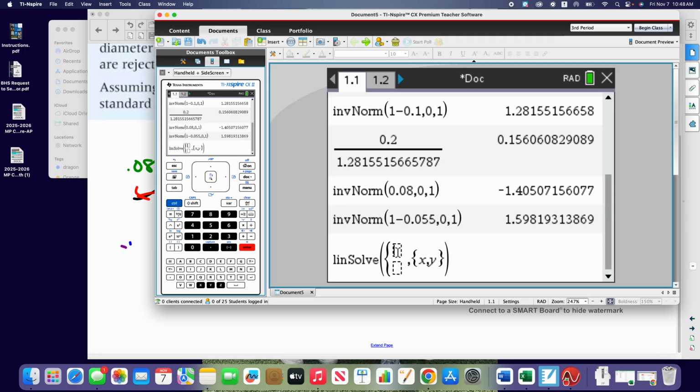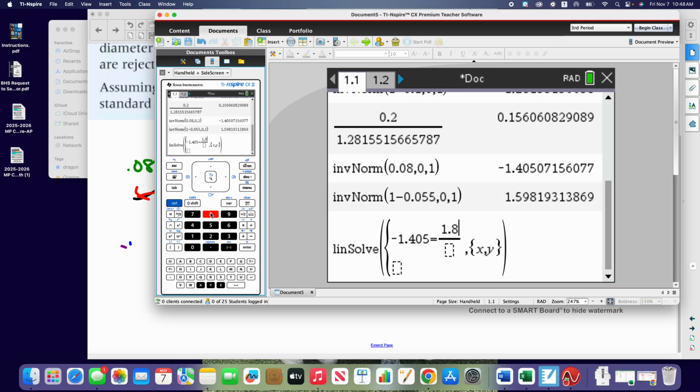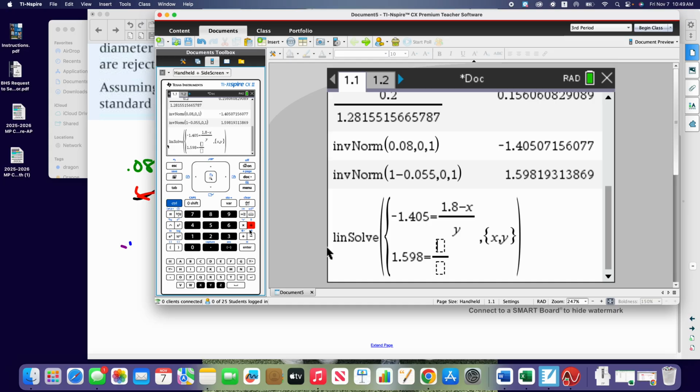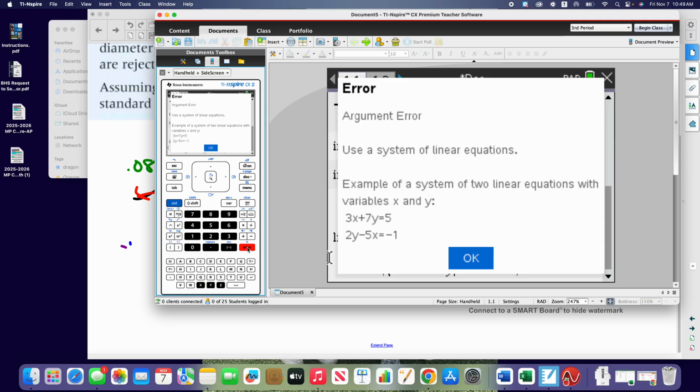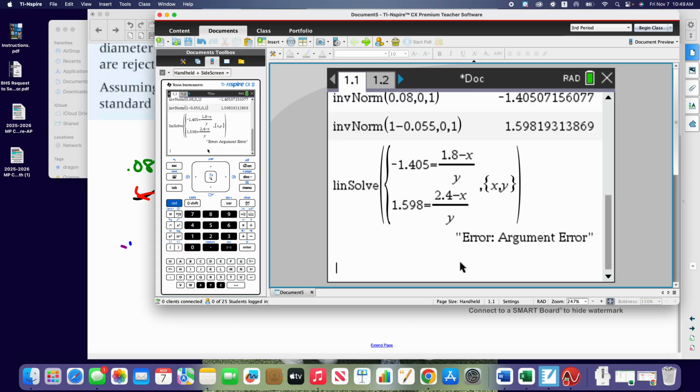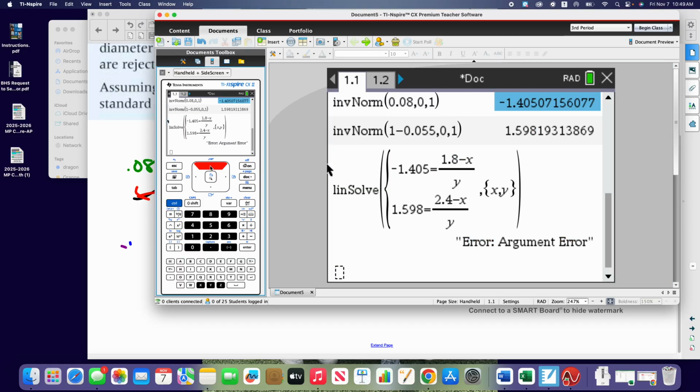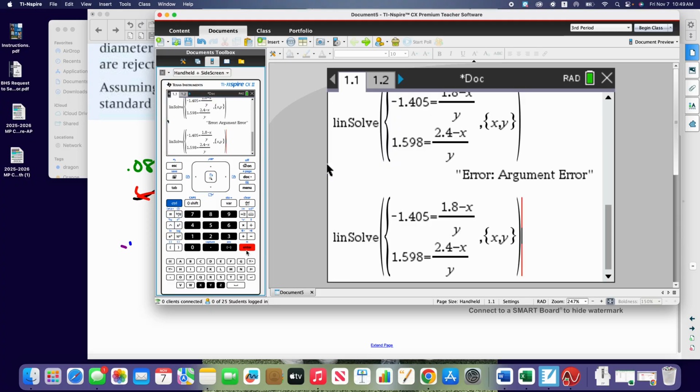Hit OK, and this equation right here was negative, from the very beginning, 1.405 equals control division 1.8 minus x over y. And this one was 1.598 equals control division 2.4 minus x over y. You could have done that. That's from the very beginning. Hit enter. Didn't like that, huh? Seems like it doesn't work. That's fine, then I would do it this way. I got a way to run it. It doesn't like the fractions, is what it doesn't like.